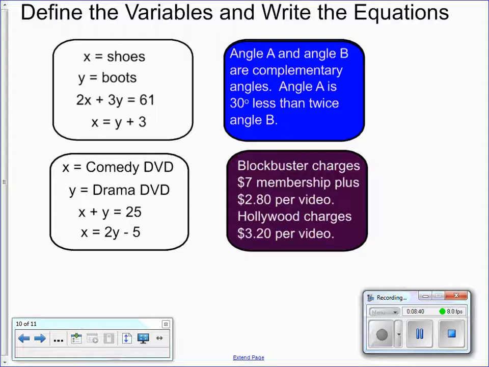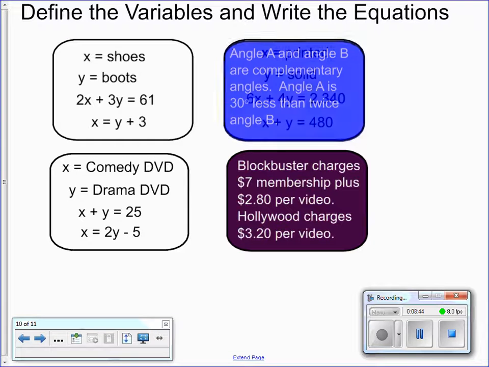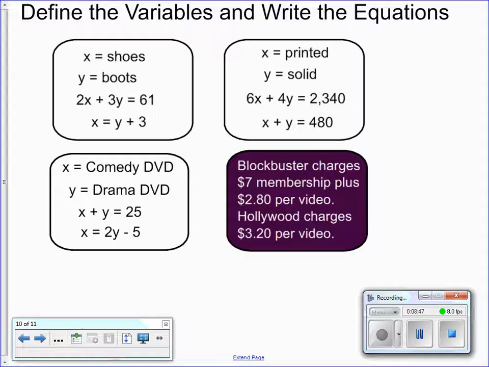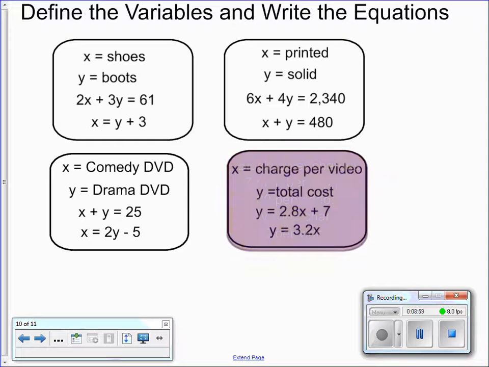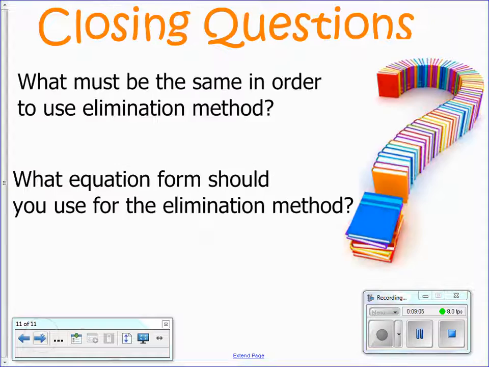Angles A and B are complementary. Angle A is 30 degrees less than twice angle B. Then: my equations are 6x plus 4y equals 2,340, and x plus y equals 480. Blockbuster charges a $7 membership plus $2.80 per video, and Hollywood charges $3.20 per video. So y equals 2.8x plus 7, and y equals 3.2x.